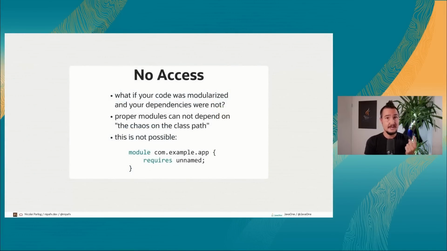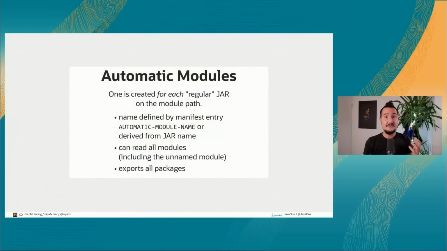Now, what doesn't work is to reference the unnamed module because it doesn't have a name. And you need a name to reference it. So that means once you start to create modules, what you cannot do is say, well, I wrote modules, but some of my dependencies aren't modules yet. I put them into the unnamed module and will say I requires unnamed. That doesn't work. So there needs to be another way, if not every dependency is modularized, for you to still use it. And that other way are automatic modules.